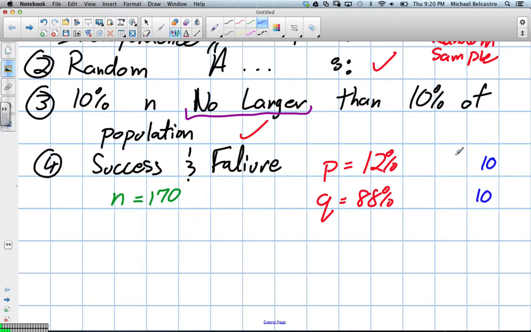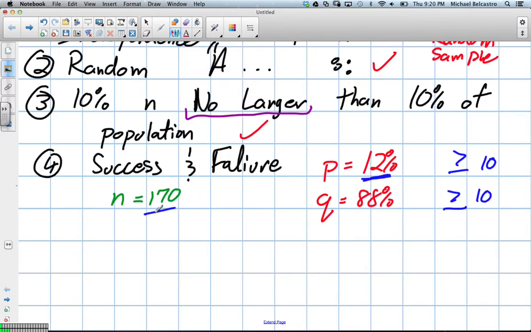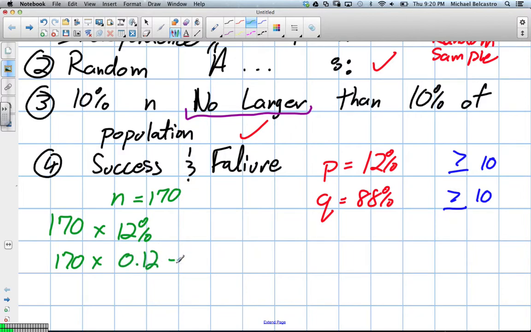So what does that mean? We take our percentage, 12%. Our sample size needs to be large enough that at least 10 people will be nearsighted and at least 10 people will not be nearsighted, according to our percentages. So the way we calculate this is we take 170 and multiply by 12%, which is 170 times 0.12. What is that value? 20.4. Is it larger than 10? Yes, it is. So we've fulfilled our success criteria.